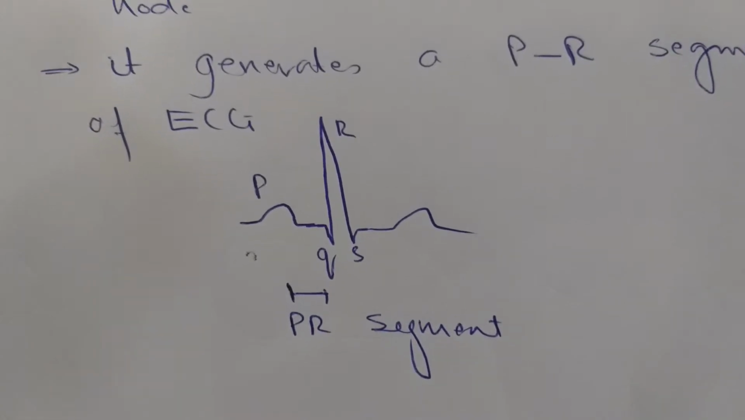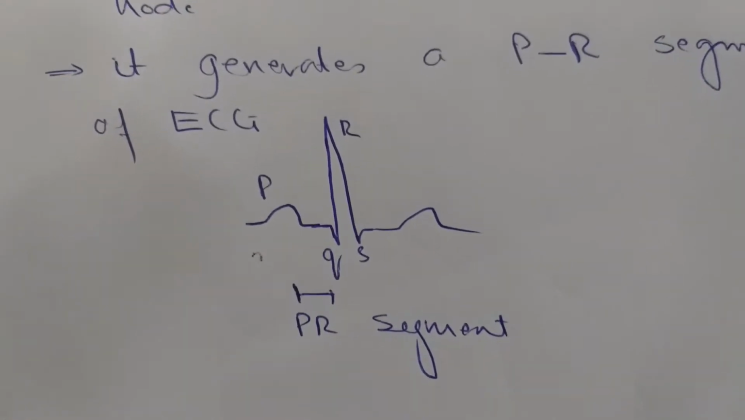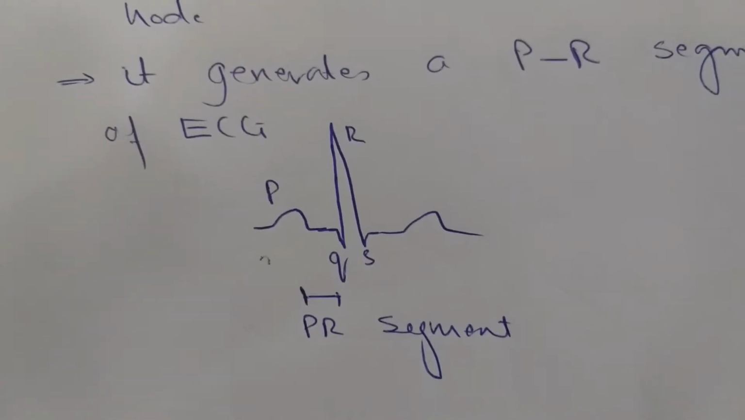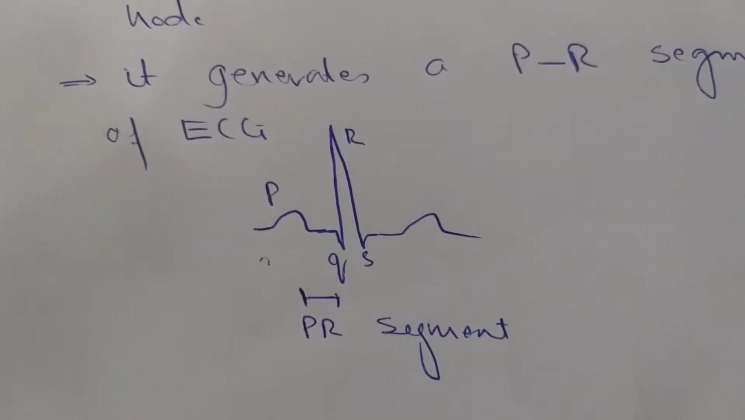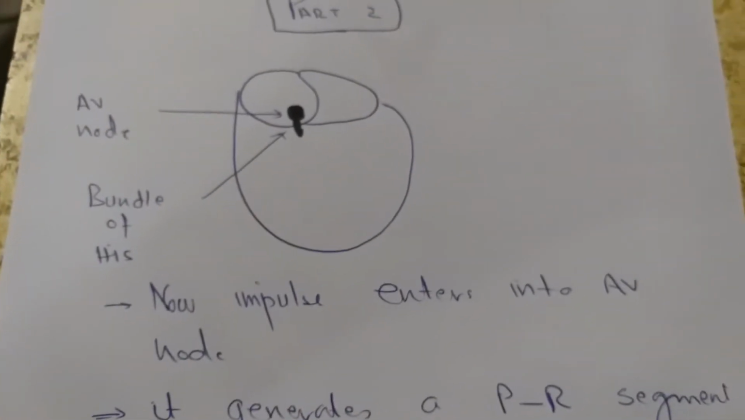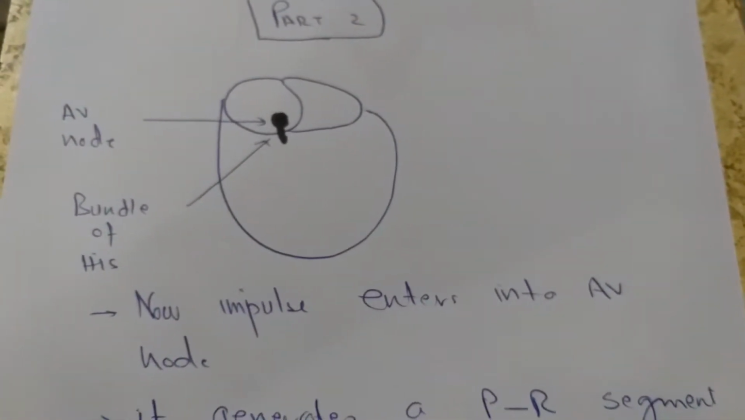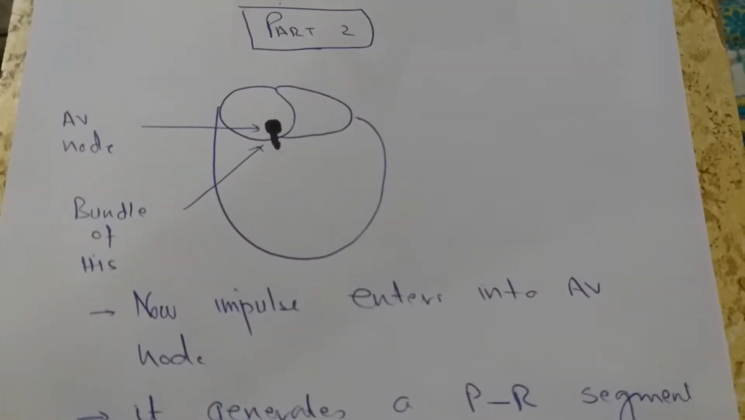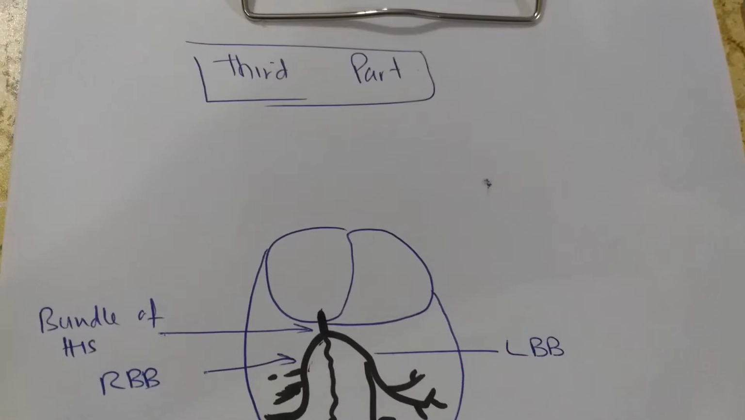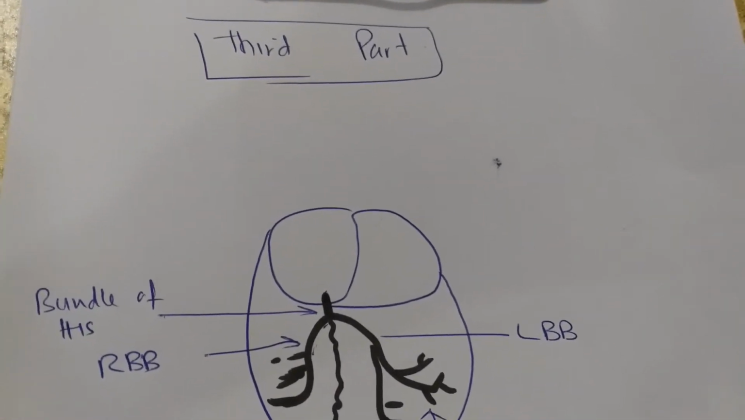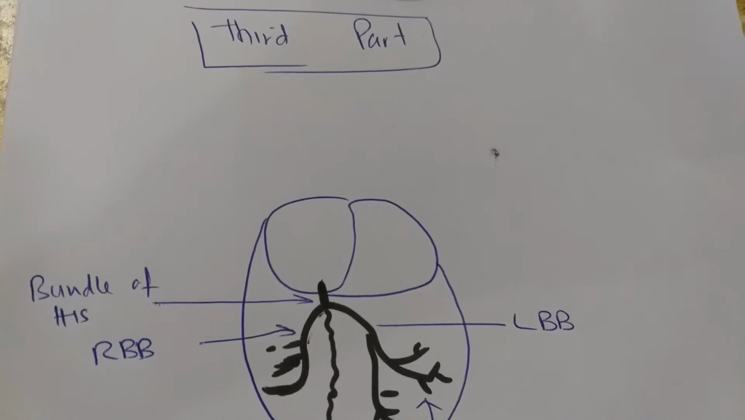The definition of the PR segment is from the end of the P wave to the start of the QRS complex. This is different from the PR interval, which is from the start of the P wave to the start of the QRS complex. So the second part of the impulse transmission is when the impulse enters into the AV node and causes a delay.